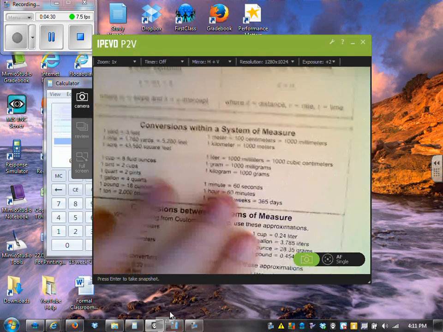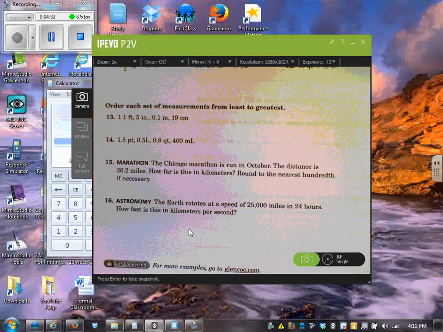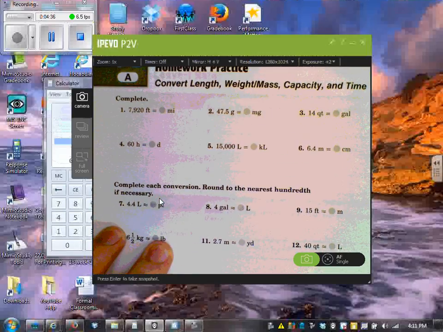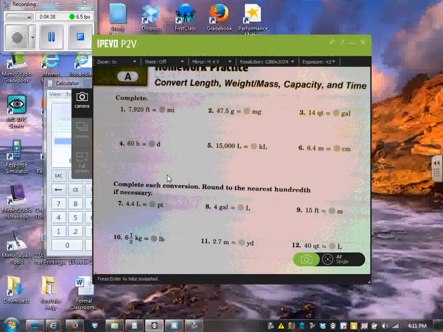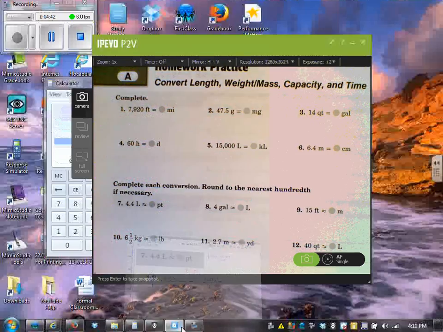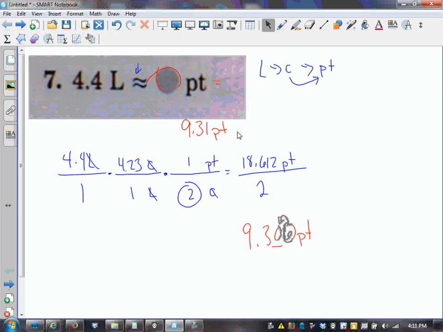All right, so our homework, which we'll move to quickly. Like I said, I already did a lot of these. Well, not a lot of them, but I did the ones I wanted to show you. So I'm just going to pull up where I already went through it, and I'm going to talk about this for us. Here I have 4.4 liters, and I'm going to change that to pints.